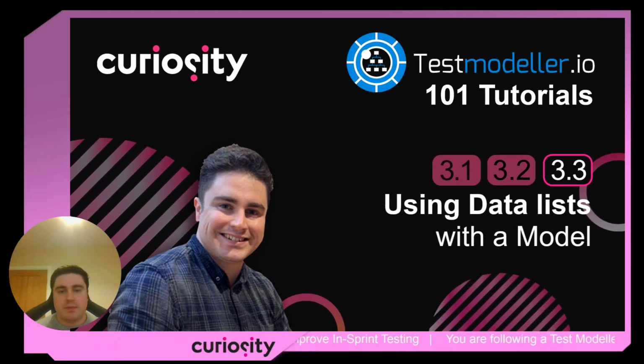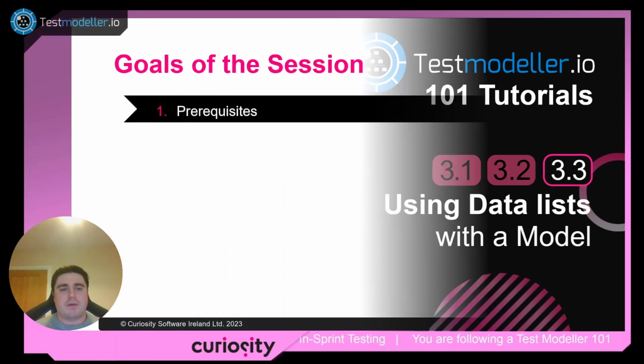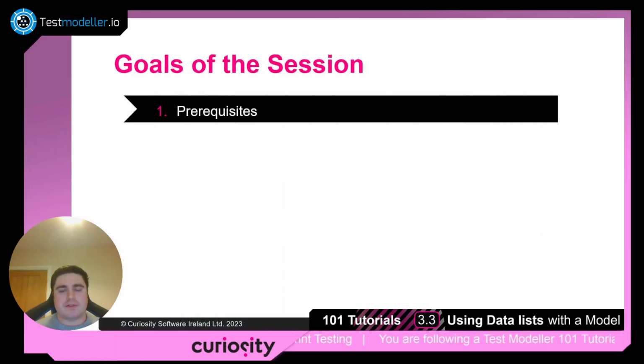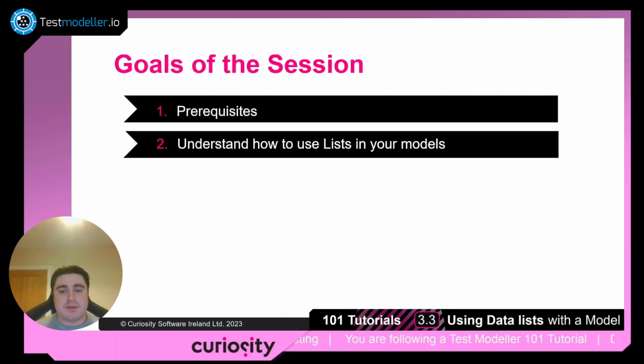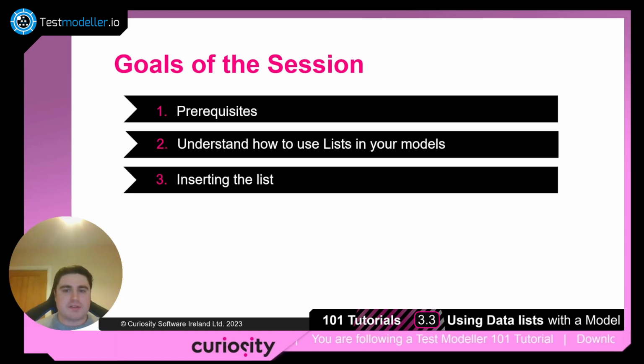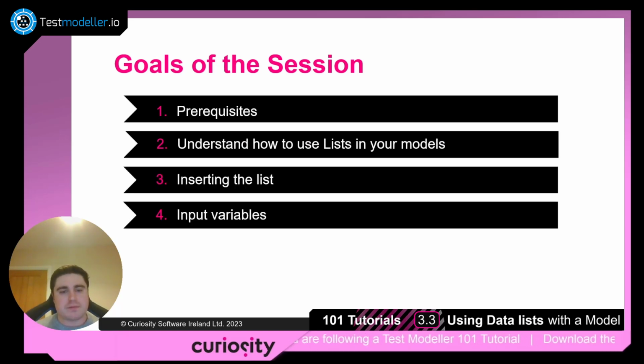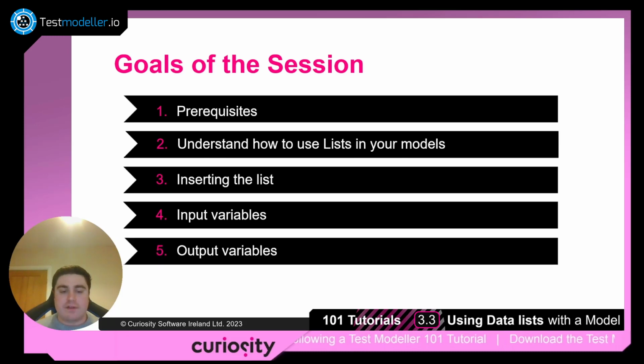Using data lists within a model. We're going to learn about what prerequisites we need to use a data list within a model, understand how to use a list in your model, how to insert the list. We're then going to learn about the input variables which are used in this test data activity. And then finally, we're going to look at the output variables this gives us.